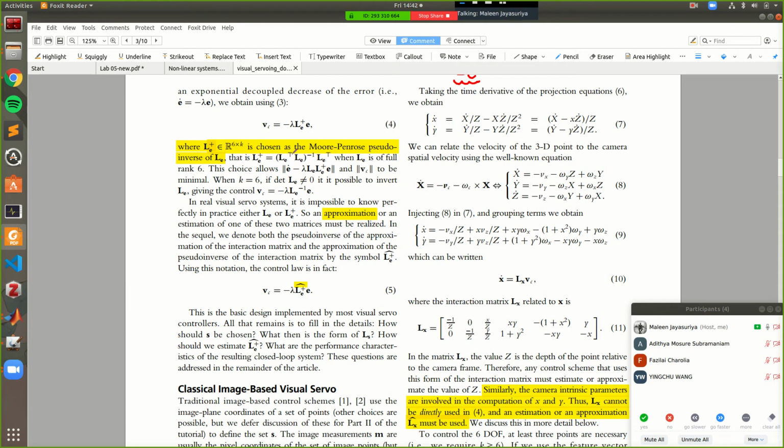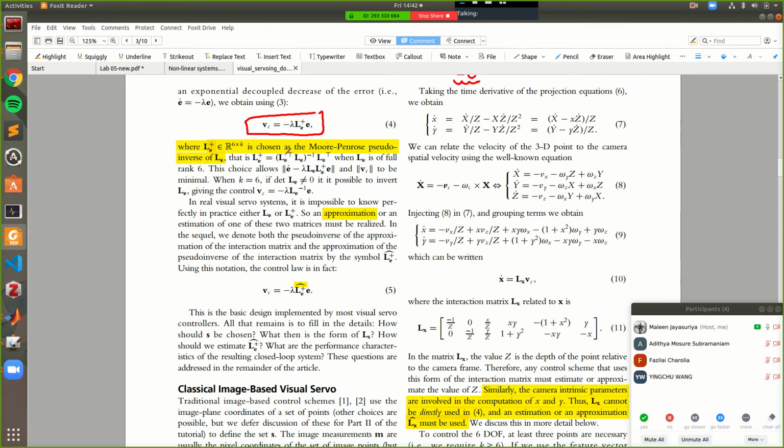Right, you multiply by the transpose and then you find the inverse. It's called the Moore-Penrose pseudo-inverse, right? So finding this inverse is not that easy, but the point is we can now get a relationship between the velocity and the error term straight away. But for that we'll need to find the inverse of your interaction matrix. Again, what is this interaction matrix? We will learn in a bit, okay? But the point is now we have a direct relationship between the velocity of the gripper and the error.